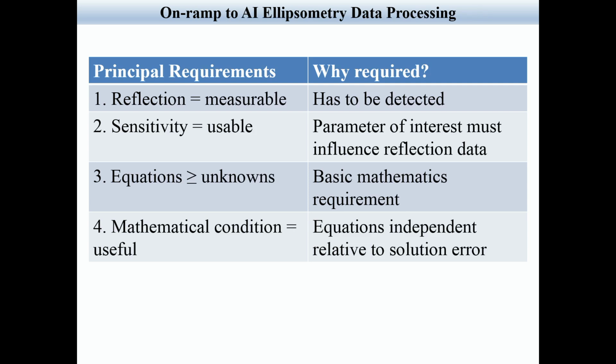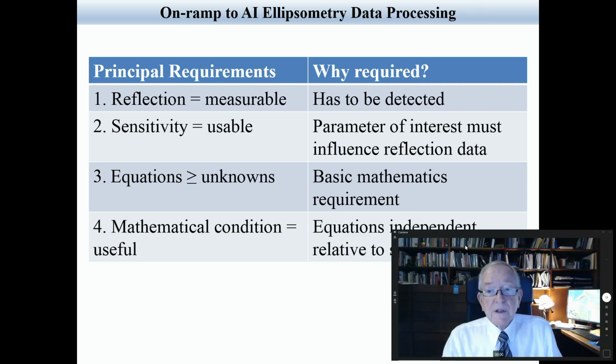Now, what are the fundamental things that have to be handled in order to make an ellipsometry measurement? Here's a list. Number one, there has to be a reflection. You could do it in transmission, but we're going to do it in reflection. So we need to have a reflection. If it's not reflecting, you're not going to make a measurement.